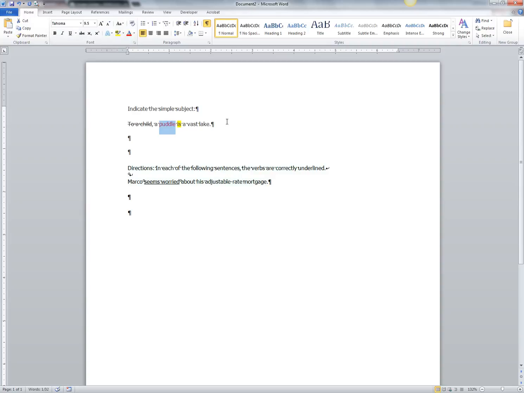Alright, when I'm looking for the subject, or the simple subject, I'm looking for just one word. And so puddle is the subject of the verb is. Puddle is my simple subject in that sentence.